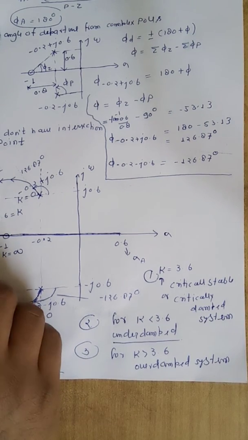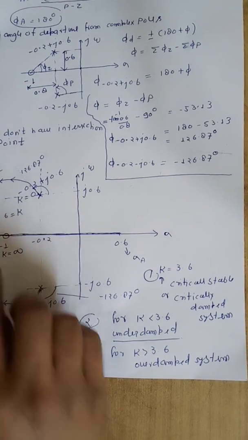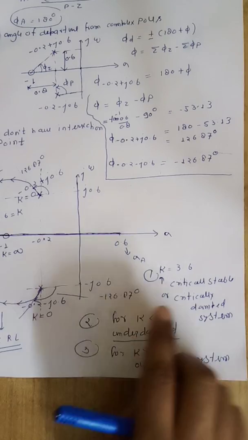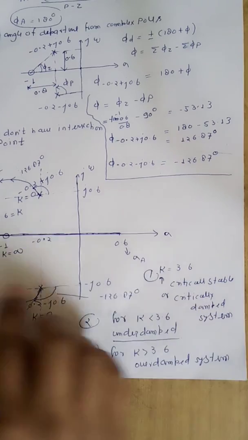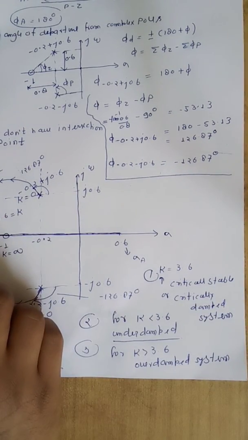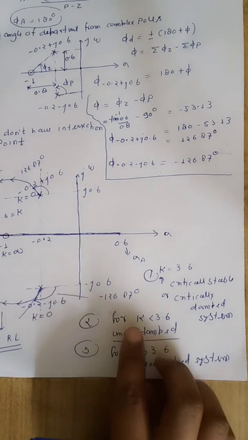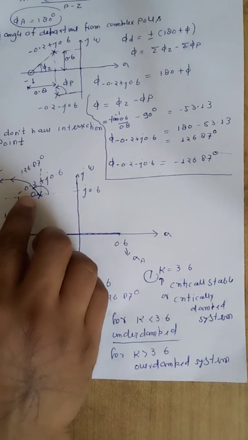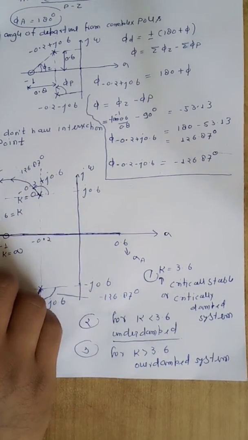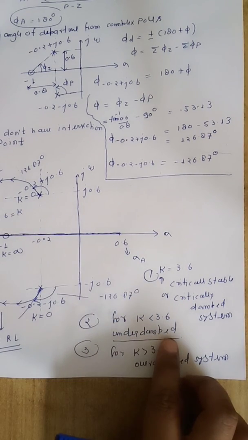Let us calculate the value of k for s equal to -2. We have k 3.6, so for k equal to 3.6, system is critically stable or critically damped system. You can calculate the value of k at s equal to -2 with the help of magnitude criteria. Already we calculated in previous numerical. For k less than 3.6, roots will lie on this path or on this path. So roots are complex conjugate, so system is under damped system.